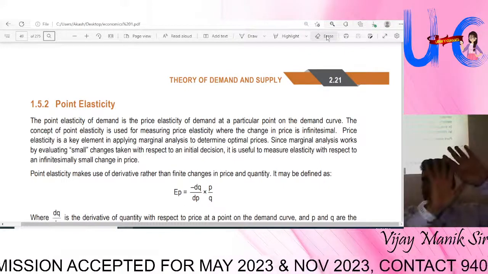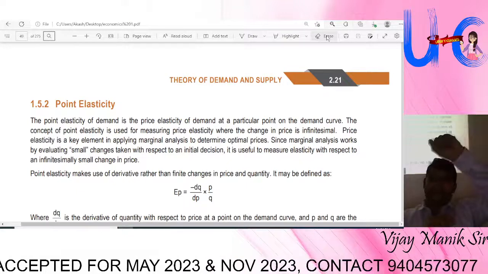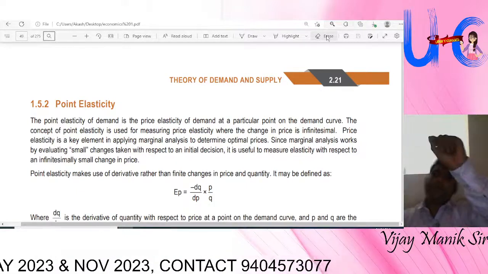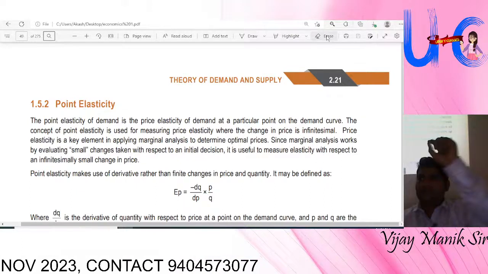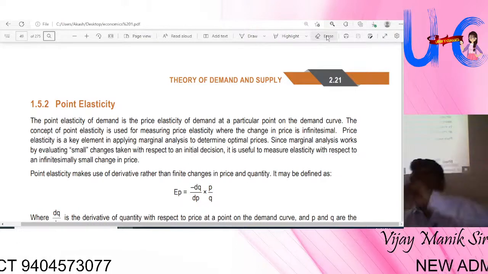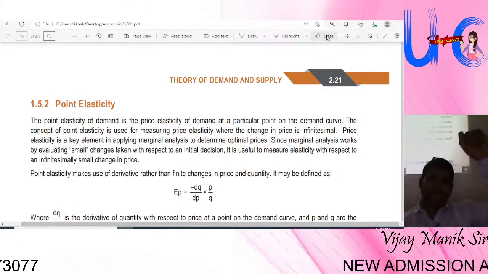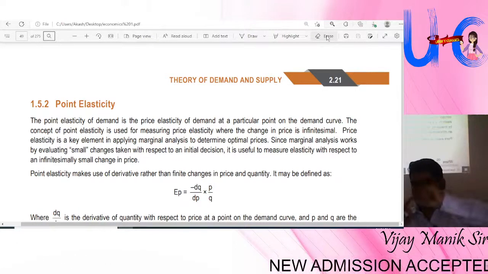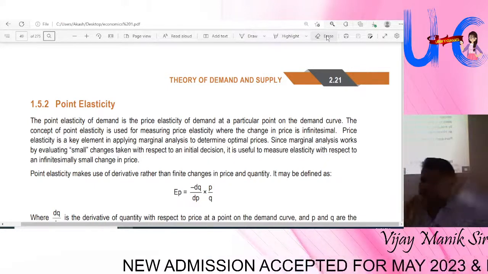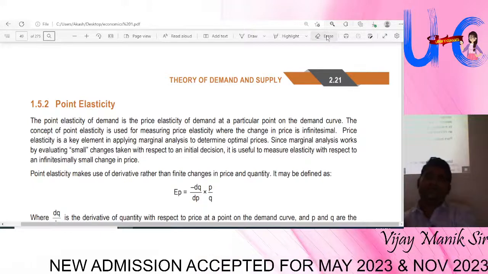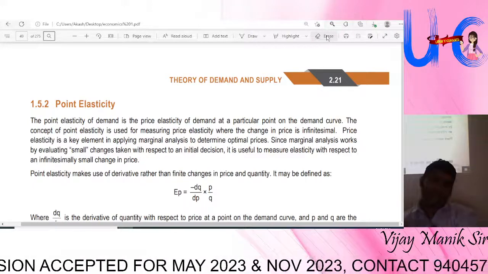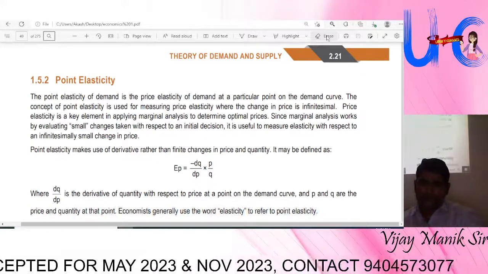Is that clear? A particular change of price, for example, a particular point is there, for example 100 rupees. This is the price. Now 105 rupees, 100 to 105, this is the point. So the price change, and the particular point of that price change, is called point elasticity. Did you understand? Okay. The equation is also given.